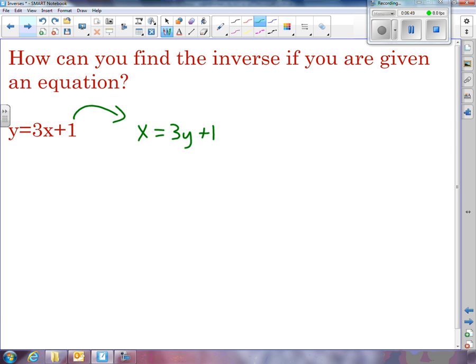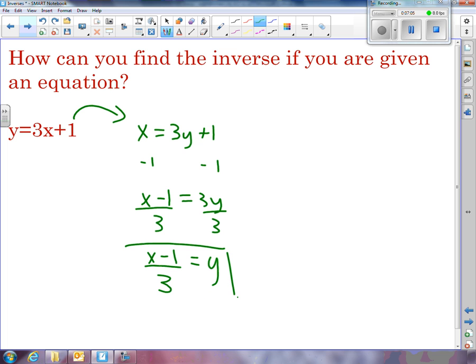Now I'm just going to solve this equation for y. So I'm going to subtract the 1. So I get x minus 1 equals 3y. I'm just going to divide by 3. So I get that y equals (x minus 1) over 3. These two functions are inverses of each other. It's as easy as that.